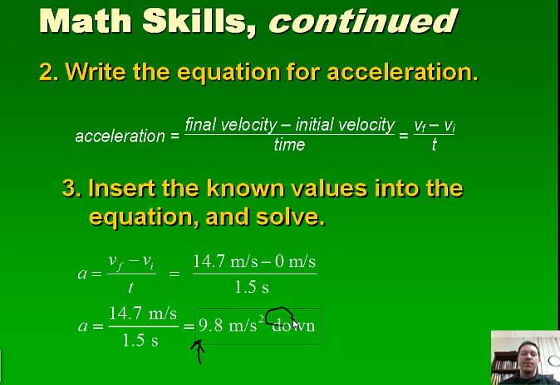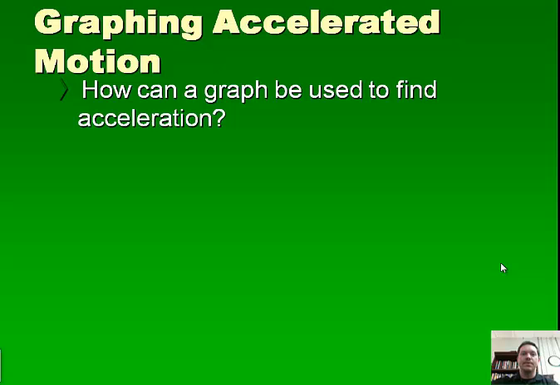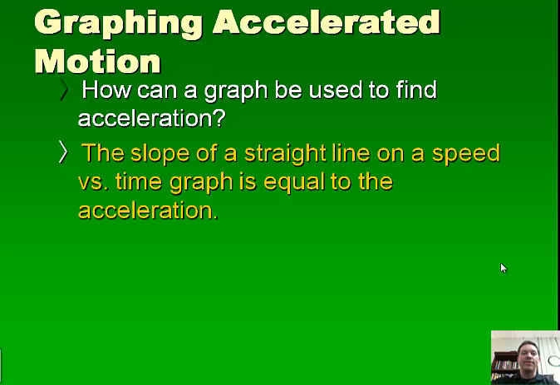And another way that we can indicate down is writing 9.8 meters per second squared as a negative number. So negative also indicates down. Alright, so how can a graph be used to find acceleration? The slope of a straight line on a speed time graph is equal to acceleration.